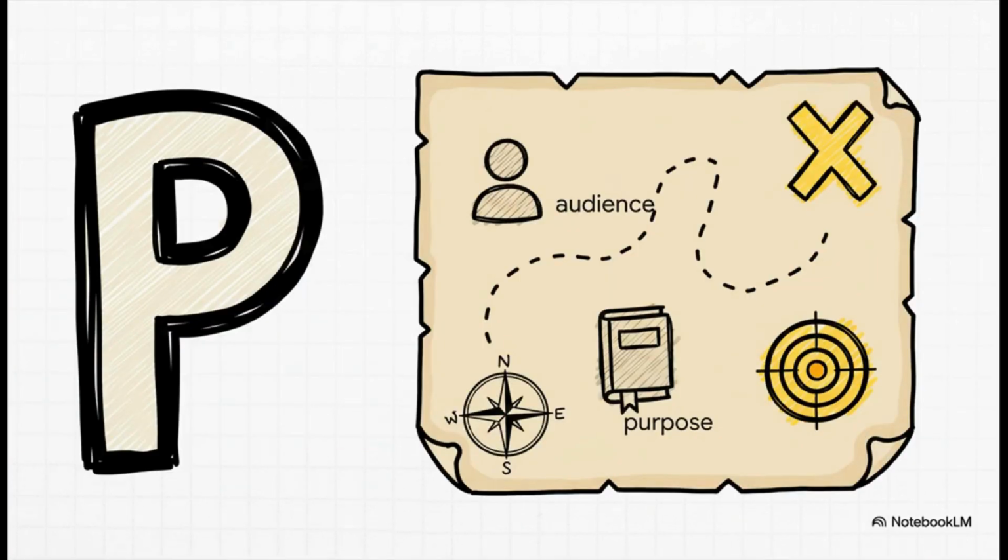Okay, first up, P is for preview. Now, this is crucial. Before you even think about writing a single sentence, you gotta know where you're going. Who are you writing for? What's the main topic? And maybe most importantly, what are you trying to achieve with this piece of writing? Getting this stuff clear from the get-go, man, it saves you so much headache later on.